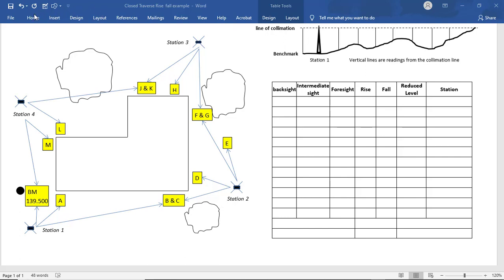Hi everyone. Today we're looking at a closed traverse using a rise and fall booking sheet.